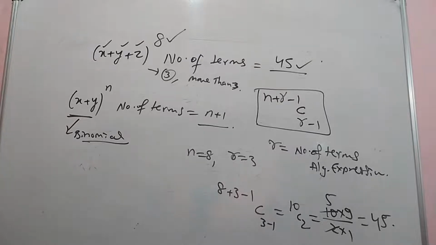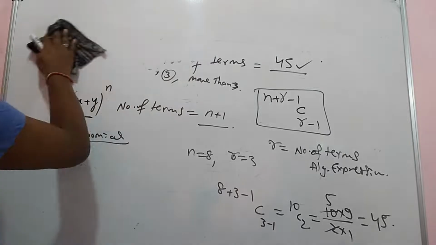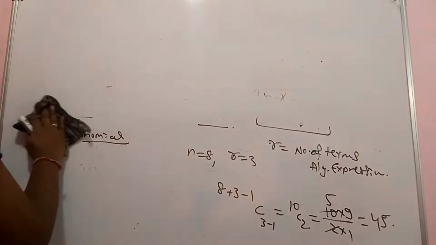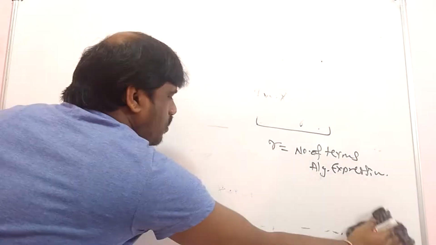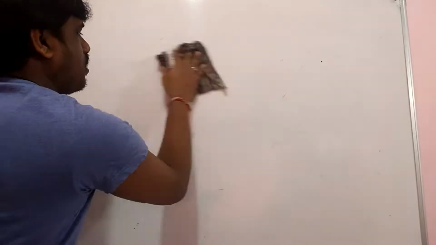Did you understand? Did you understand this? The number of terms in the expansion is 45. Did you understand, everyone? All of you understood? This is the number of terms. Yes, that's what you need to understand in the beginning.